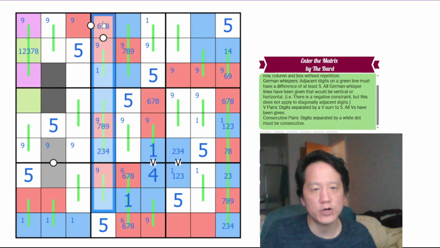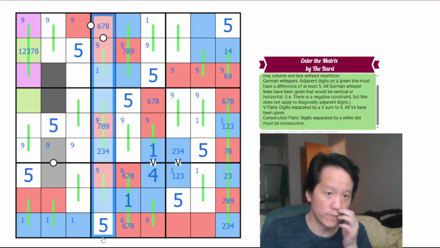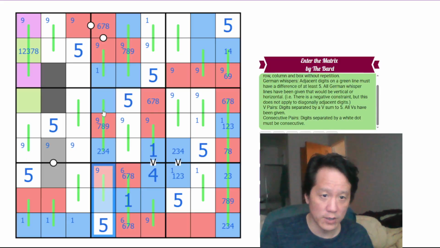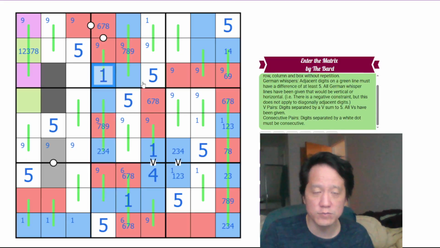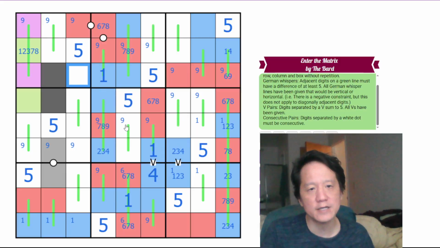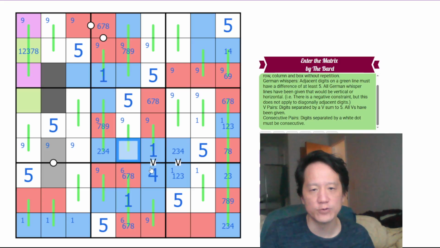Where is the 1 in column 4? Can't be here anymore. Can't be here. It must be here. So this is 1, which means this can't be 1 here. This cannot be a high digit because it's next to a 1. Therefore, it must be low, because if it were high, it would have to have a German whisper line next to it. This cannot be a high digit because it would have to have a German whisper line drawn between them. Therefore, this is a low.